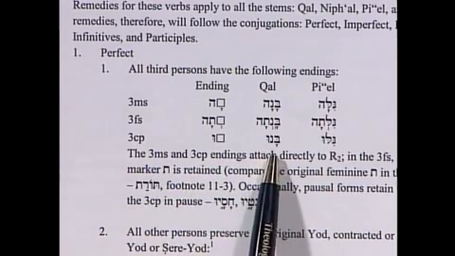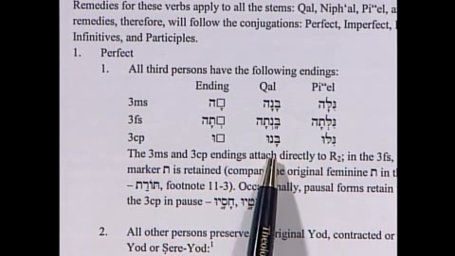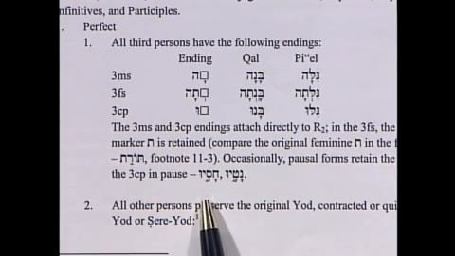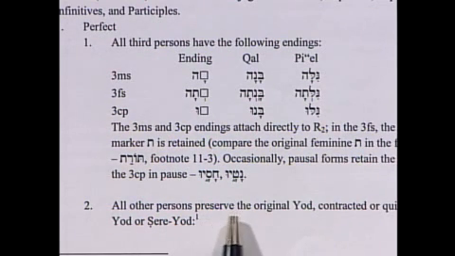And then for your 3CP, again, you're going to get the shureq. It attaches, again, directly onto the second root letter. And again, I show you the PL form also. And again, I show you here at the bottom that some pausal forms will actually bring back the yod. And so you see with these two forms here, they're pausal forms, you can see the original yod being brought back with the pausal form. And so you want to keep that in mind. Well, that's for your third persons of the perfect.